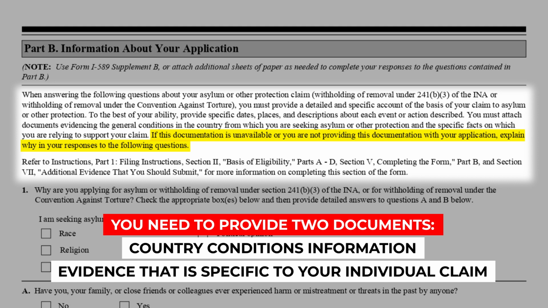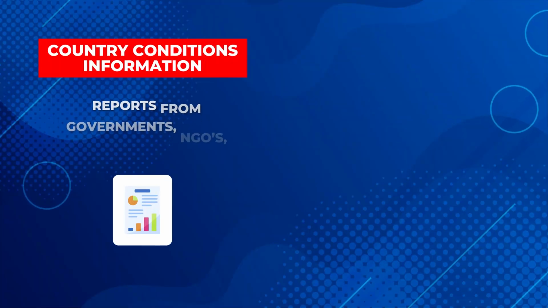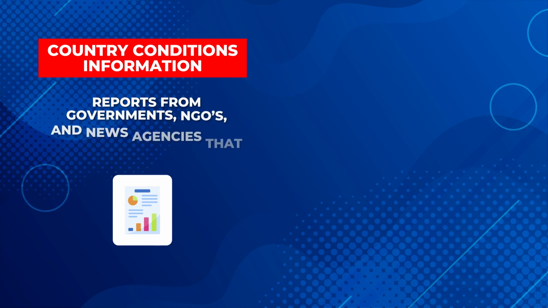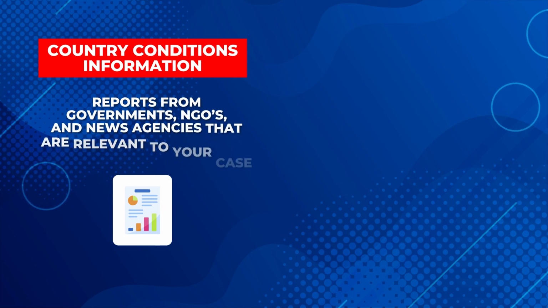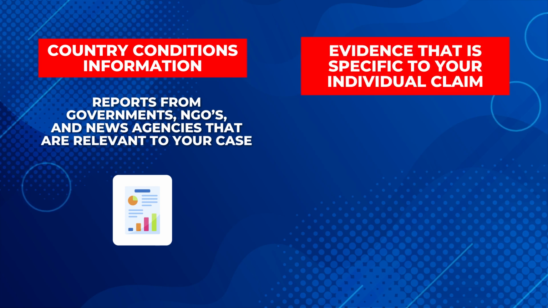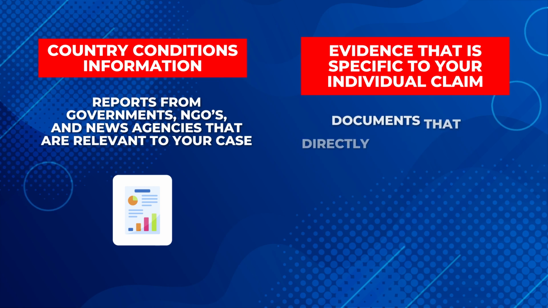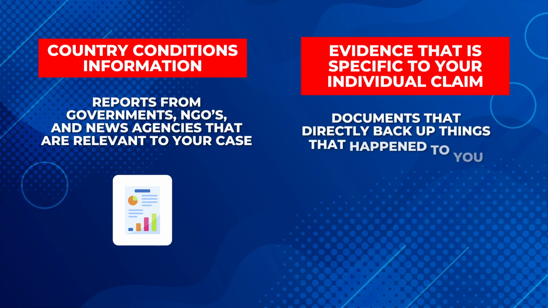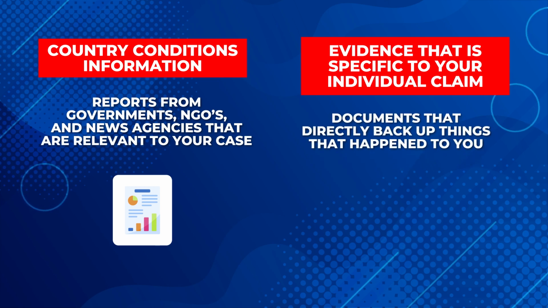One is what's called country conditions information, and the other is evidence that's specific to your individual claim. Country conditions information refers to things like reports from governments, non-governmental organizations, and news agencies about things that are happening in your country that are relevant to your asylum claim. And when I say evidence specific to your individual claim, I mean documents that directly back up things that you are claiming have happened to you, or that support the proposition that you're at risk in your country, or that help show the motivations of the people you fear.